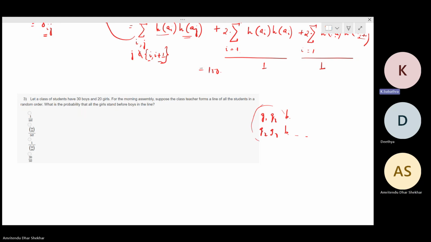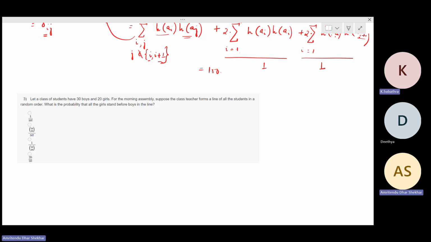Totally, you have 30 boys and 20 girls. Permutation only, sir. So 50 factorial. But the girls have to occupy the front portion, so the girls stand together. So you consider the girls as a single unit, and you can arrange them in 20 factorial into 30 factorial ways. I got the correct answer, but I applied some other technique there. That's all.